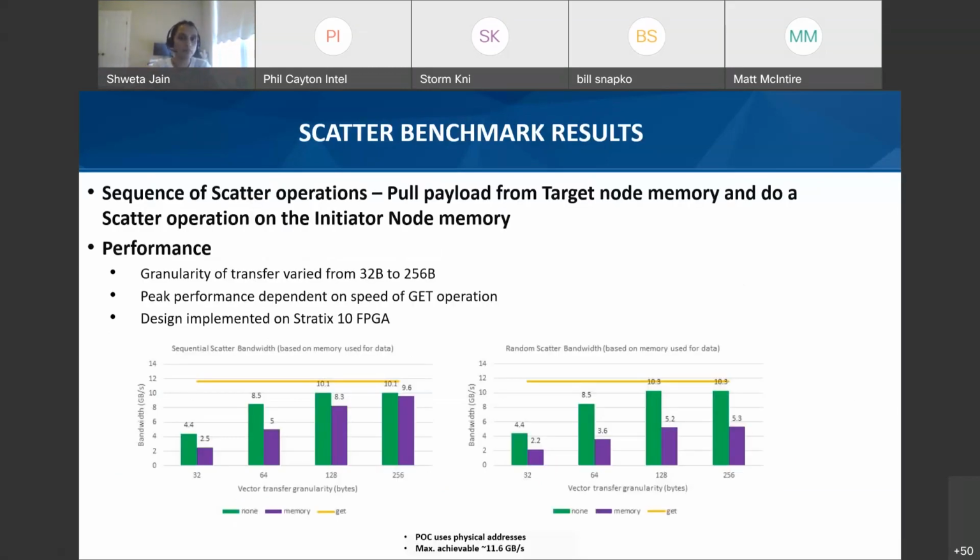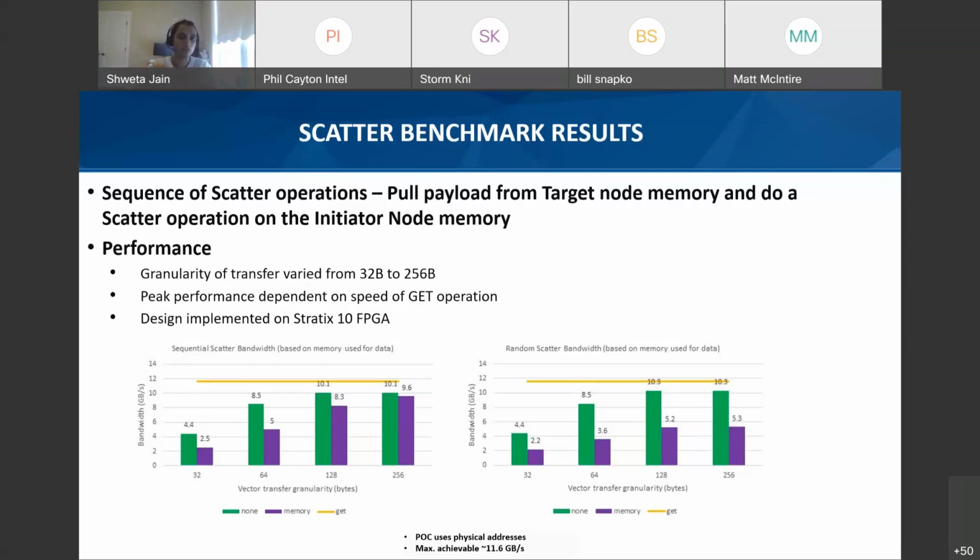So here are the results of the scatter synthetic benchmarks that we were running. Just to recap, what the POC does is it implements a scatter operation where the initiator node pulls the data from the target node via a get operation and uses the look-aside accelerator to perform the scatter operation on its memory.